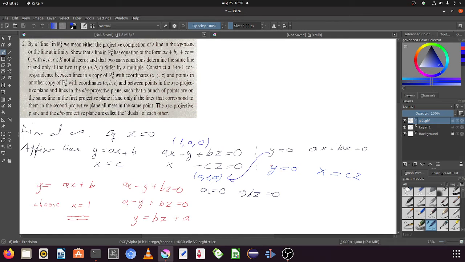So they determine the same line if and only if the triples differ by a multiple. The if direction is obvious. So if they define the same line, then we shall show that a, b, c must be the same up to a multiple. So this was part one.